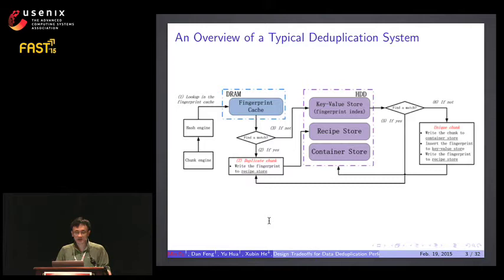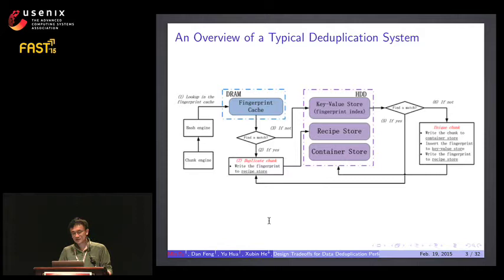The chunk engine will divide the backup stream into non-overlapping chunks, and then the hash engine will calculate the fingerprint for each chunk. Then we check the fingerprint in the DRAM fingerprint cache. If we find a match, it's a duplicated chunk. Otherwise, we further check it in the key value store. If we find a match, it is a duplicated chunk. Otherwise, it's a unique chunk.